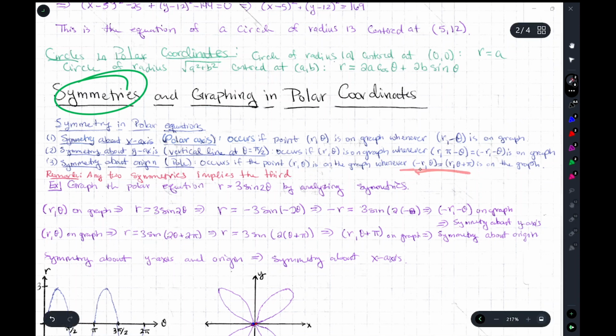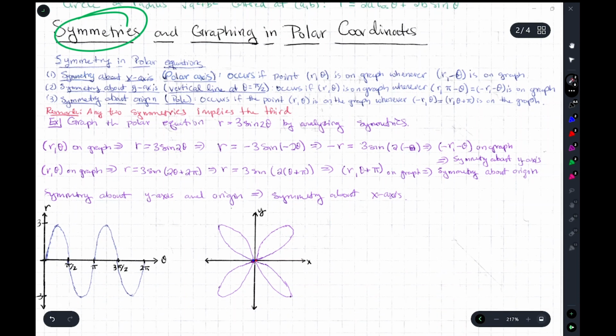A note here about these two points. Sometimes it's easier to prove the symmetry using (negative r, theta), and sometimes it's easier to prove the symmetry using (r, theta plus pi). It just depends on the sort of equation. It's the same exact thing with this. Sometimes it's easier to prove the symmetry with (r, pi minus theta), and sometimes it's easier to use (negative r, negative theta), depending on the equation. A remark here that any two symmetries imply the third.